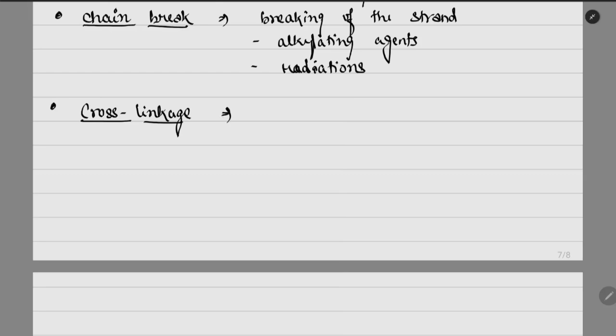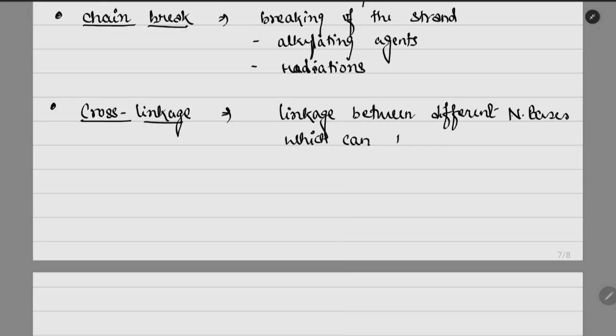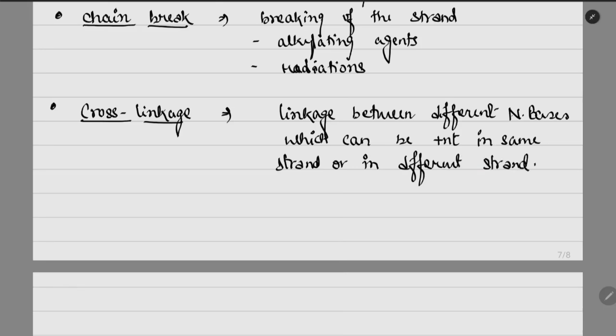Now, as the name suggests, there is linkage between different nitrogenous bases. These nitrogenous bases can be present in the same strand or in different strands. So according to the name, cross linkage is the linkage between different nitrogenous bases which can be present in the same strand or in different strands. Okay, so this is the cross linkage.